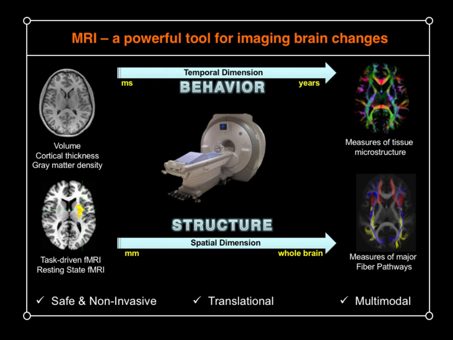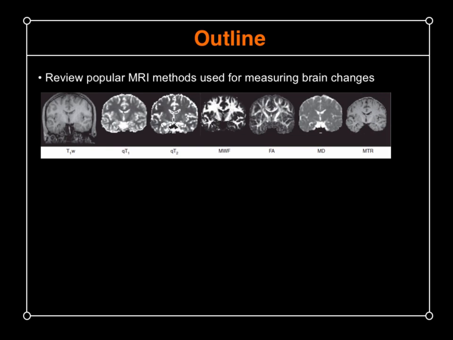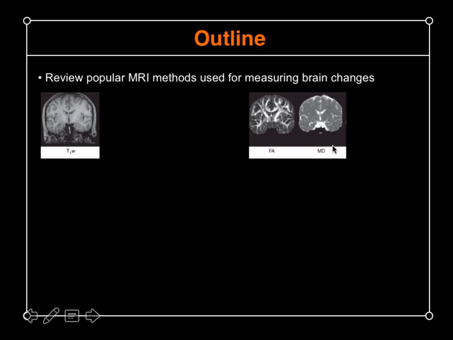So this is how one can image brain changes and understand what it means in terms of behavior. The plan for today is to review some of the popular MRI methods that are used for measuring brain changes. There are a whole host of them, from T1 weighted images to magnetization transfer, but I'm going to focus entirely on T1 weighted images and diffusion weighted images.